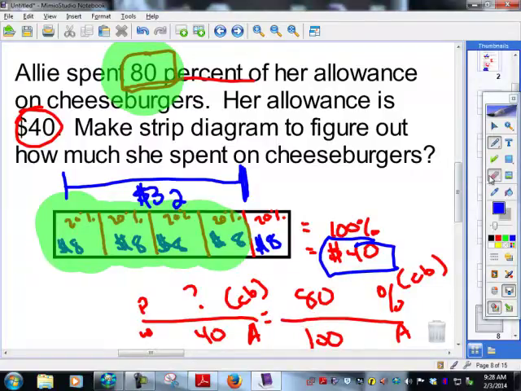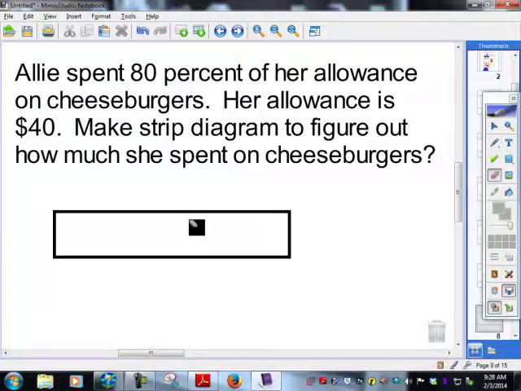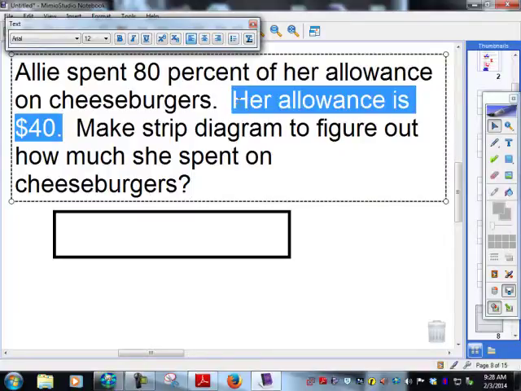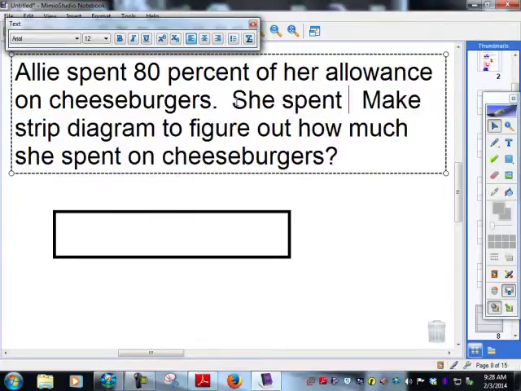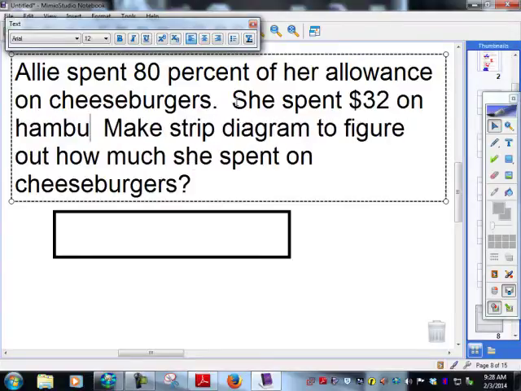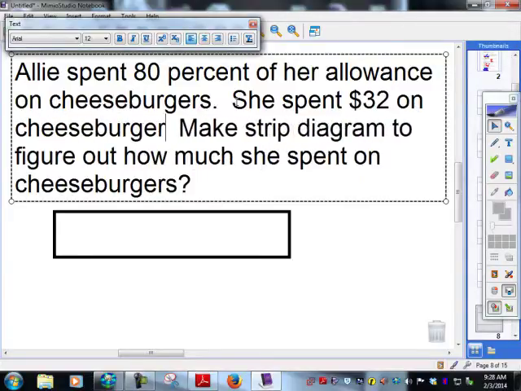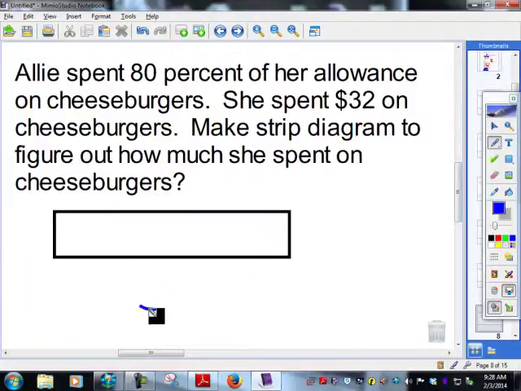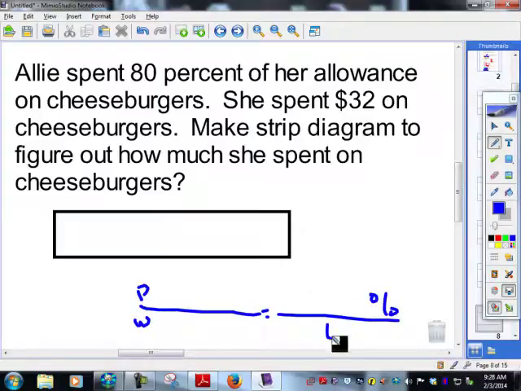Cool? Now, let me come at this from a slightly different angle here. Let's say that the question stated this. Instead of it saying that her allowance was $40, what if it said she spent $32 on hamburgers or cheeseburgers? Okay, what if it said that? Well, now, listen very closely, please. You guys don't have to do it, just watch. This is the opposite type of problem. First, I start with my proportion, same way. This is part over whole, equals percent over 100. 80% goes there. Everything still clear?